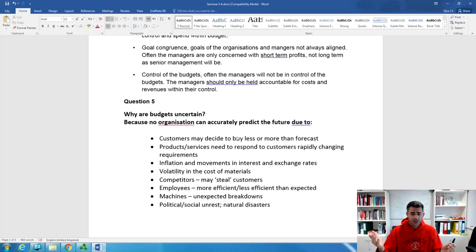For example, Brexit. There are many things. What could be tsunami, fire. There are many things that could be a reason that no organization can accurately predict the future. Yeah, political, social unrest. There are a lot of things. Natural disasters, a lot of things.